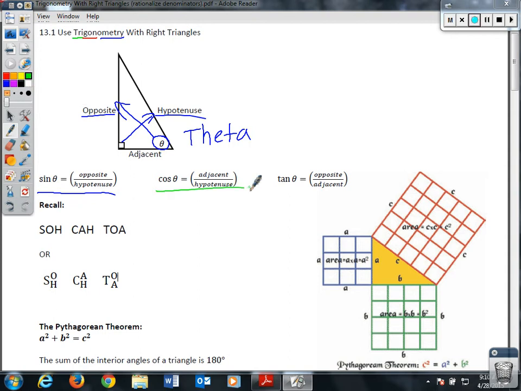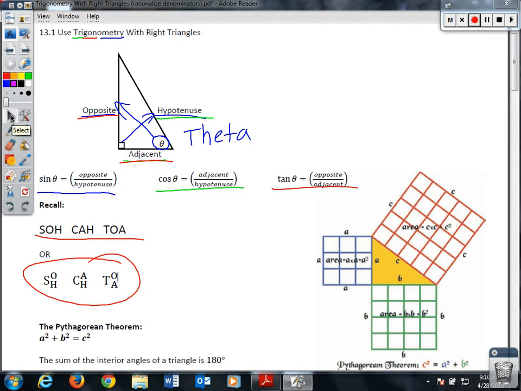For the cosine, it's adjacent over hypotenuse. Adjacent means next to, so it's the leg that's next to the angle or the one that forms the angle with the hypotenuse. And then the tangent is the opposite side divided by the adjacent side. You may recall SOHCAHTOA. I prefer it written like this, with showing that the opposite is over the hypotenuse, adjacent is over the hypotenuse, and tangent is opposite over adjacent. But if you like it written out just plainly, that's fine too. But that can help you remember which one uses opposite, adjacent, and hypotenuse.